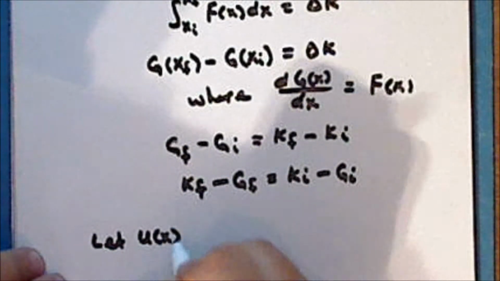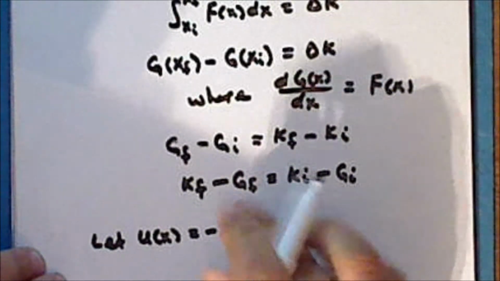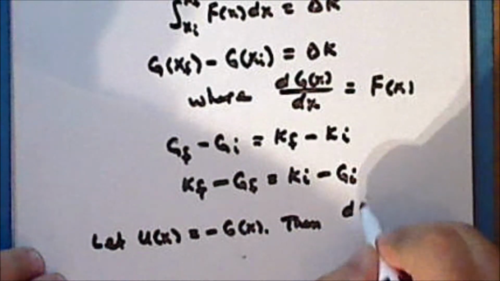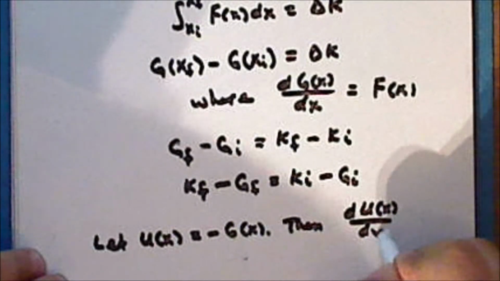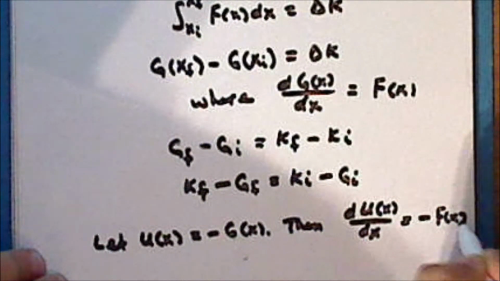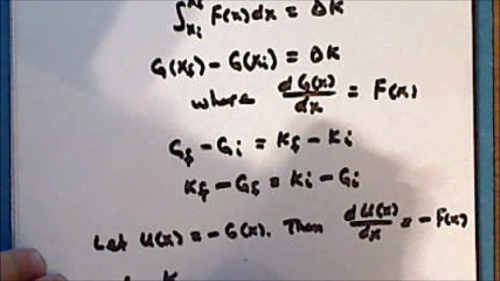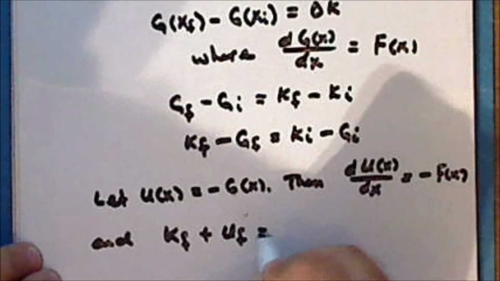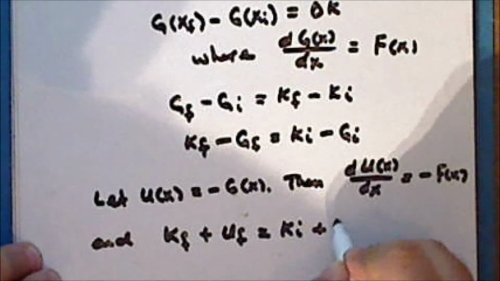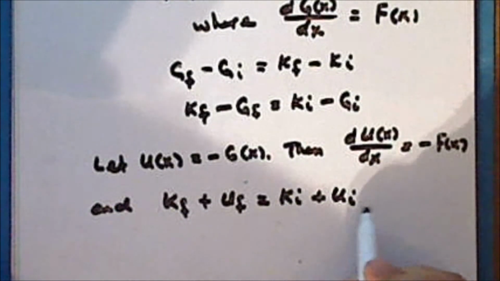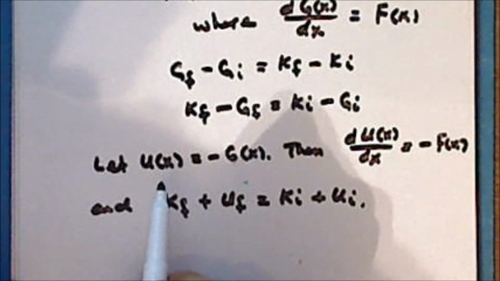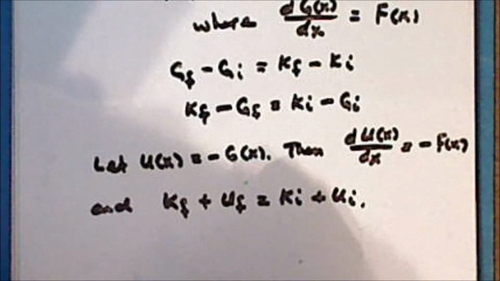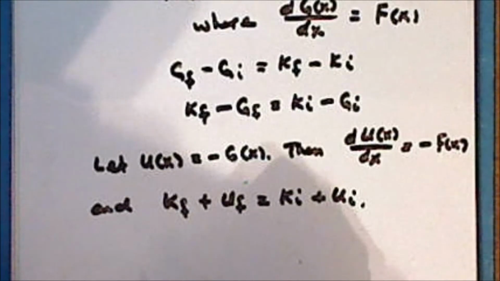Now let U of x be the negative of g of x. And then we have that the derivative of U of x with respect to x is the negative of F of x. And we have that the final kinetic energy plus U sub f is equal to the initial kinetic energy plus U sub i. Now we call this function U of x the potential energy function, and we call the sum of the kinetic energy and the potential energy the mechanical energy of the system.